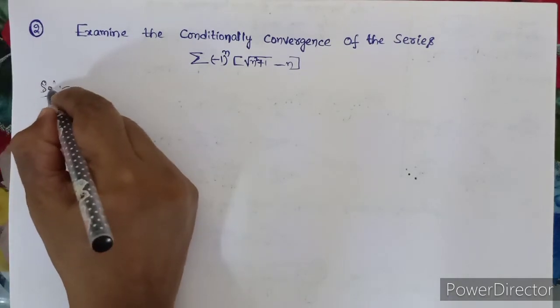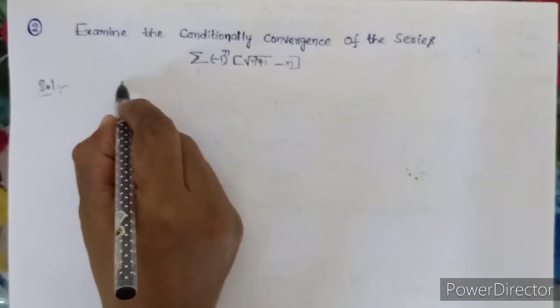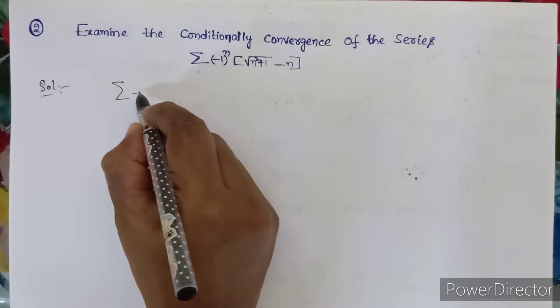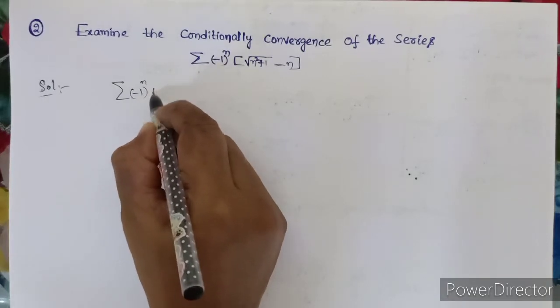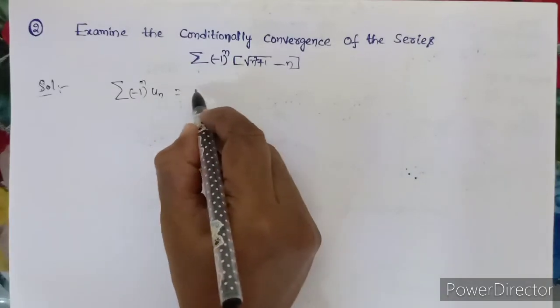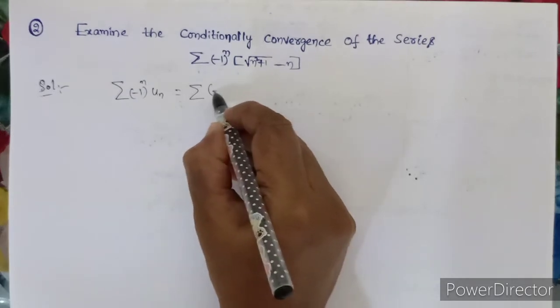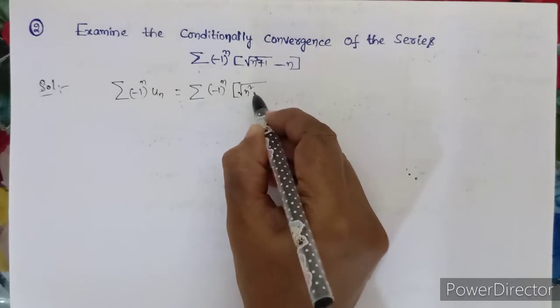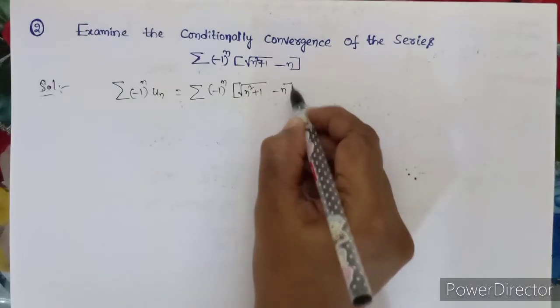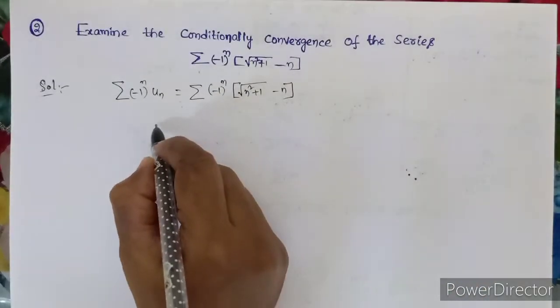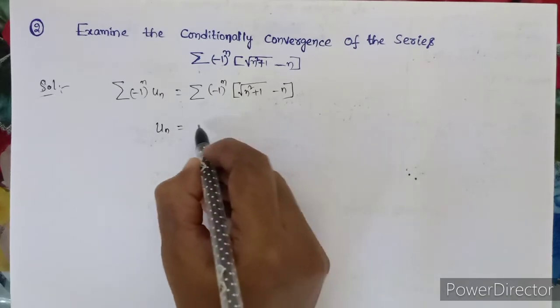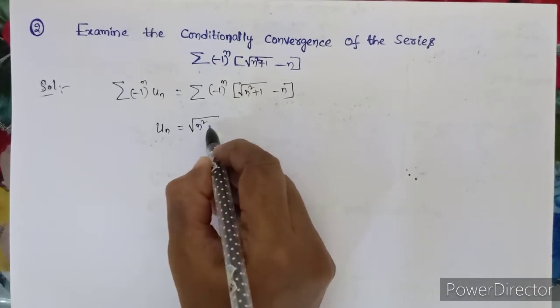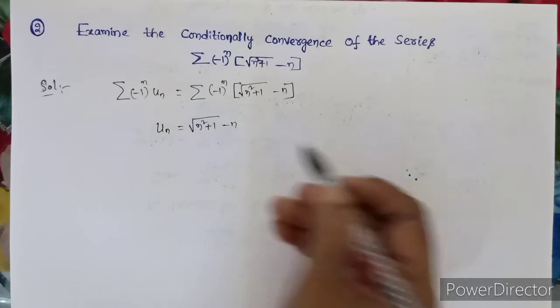The given alternating series is sigma (-1)^n u_n, that is, sigma (-1)^n into root of n square plus 1 minus n. Here u_n is equal to root of n square plus 1 minus n.